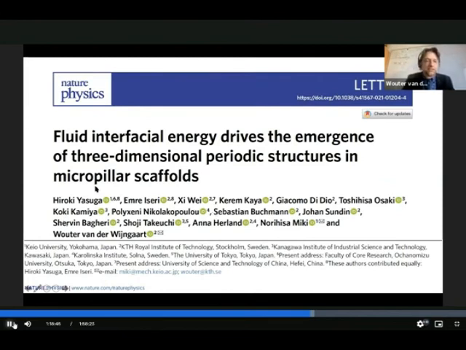This was done by Hiroki Yasuga, who came to KTH to do a master thesis, but before that he was at KU University. He went back to KU University to do a PhD, and right now he is a researcher at Ochanomizu University. If you are looking for a very brilliant collaborator in Japan, I would really tell you, please go and talk to this person. Very smart person. This work was also done together with the group of Nurihisa Miki at Keio and with Shoji Takeuchi, who is linked to the Kanagawa Institute of Technology and to the University of Tokyo.